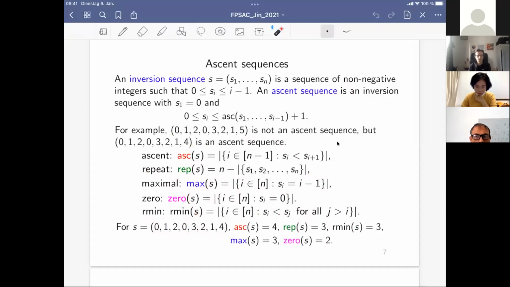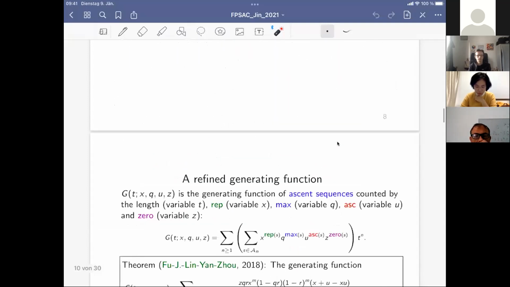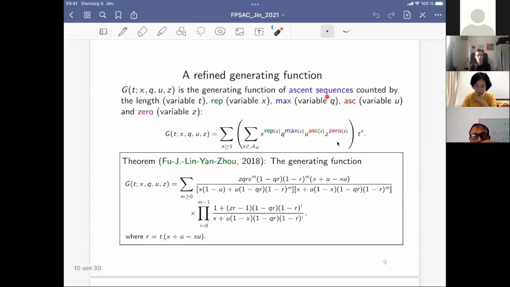So that's why we come up with a new decomposition of ascent sequences to keep track of the particular statistic rep, and let G, T, X, Q, U, Z be the generating function that counts the length, rep, max, ascent, and 0. With this new decomposition we found in 2018 with my co-authors Fu, Lin, Yanzhou, we came up with this multiple variable generating function.